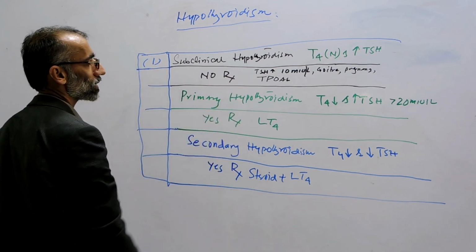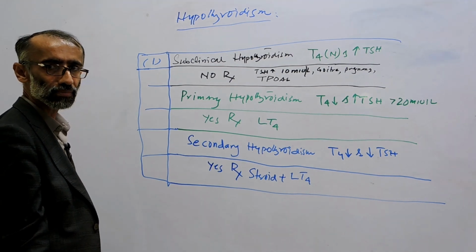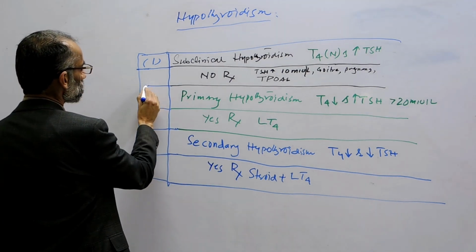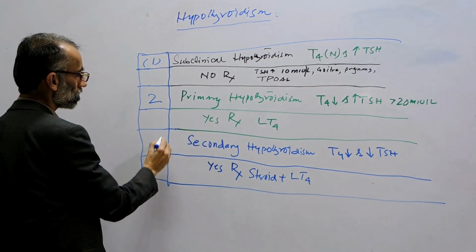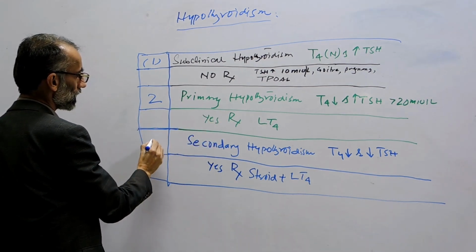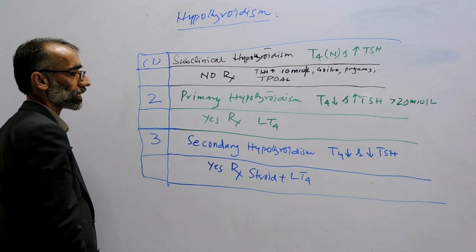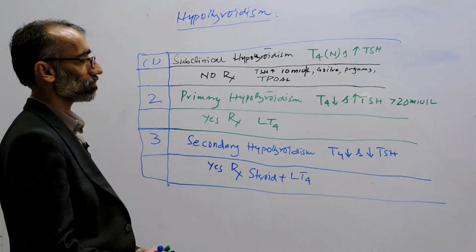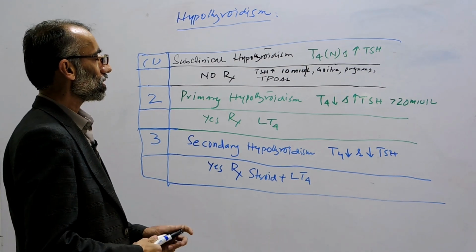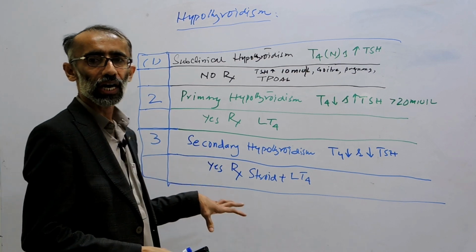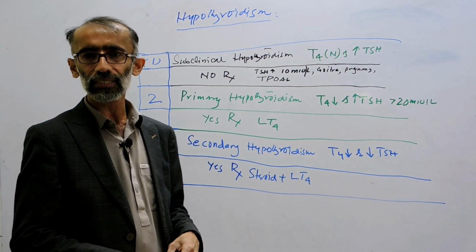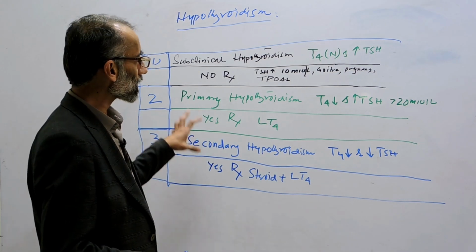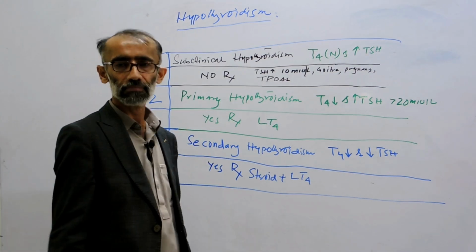Type 1, subclinical hypothyroidism. Type 2, primary hypothyroidism. Type 3, secondary hypothyroidism. This is all about hypothyroidism, types of hypothyroidism, and their characteristics and management.